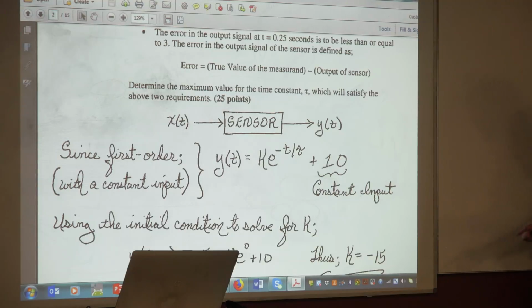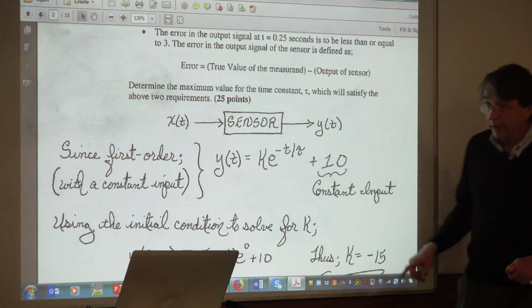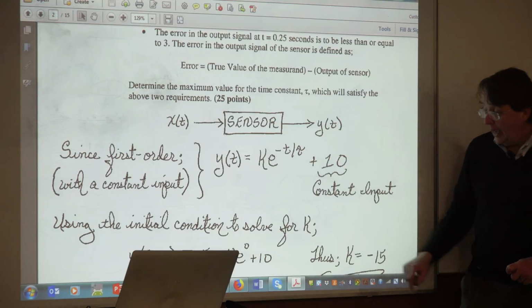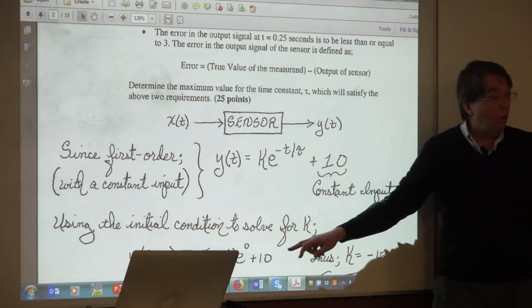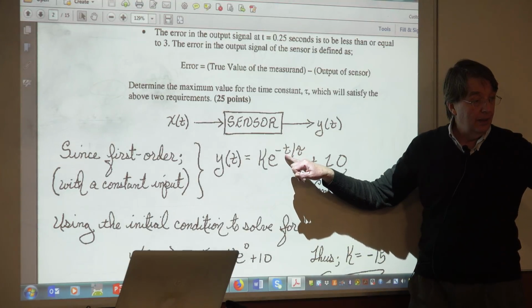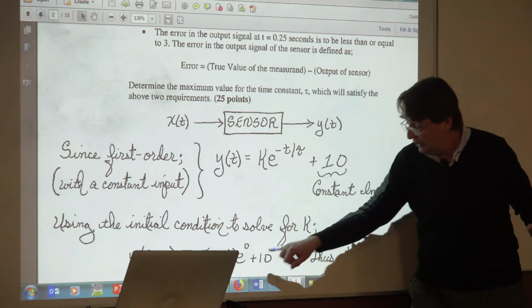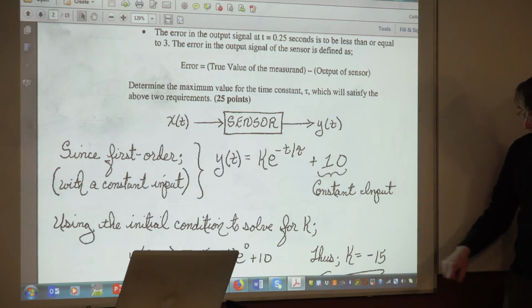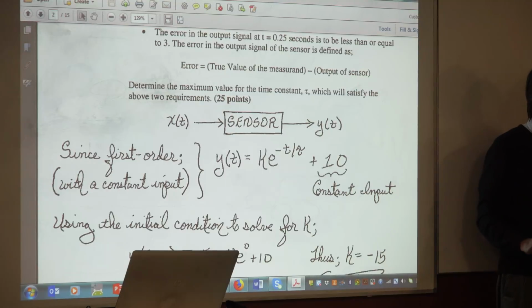So I set minus 5 equal to ke to the minus t over tau, where t is evaluated at 0, plus 10. And what I get is ke to the 0. Why e to the 0? Because t is 0. All right. So I get ke to the 0 plus 10. K is minus 15.